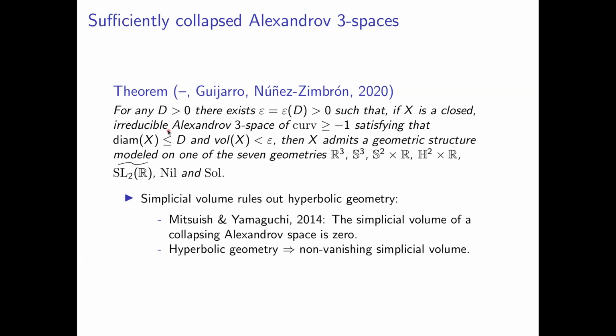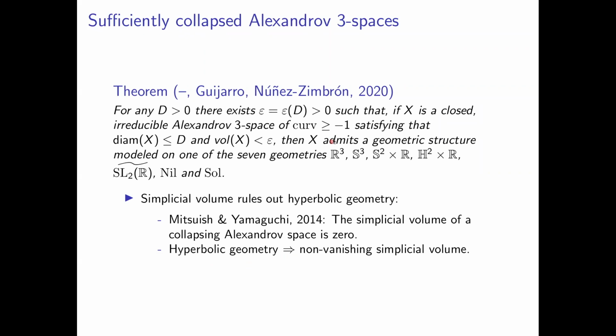Now, what is the obstruction to collapse? It is simplicial volume. So this rules out hyperbolic geometry, because the simplicial volume of a collapsing Alexandrov space is 0. This was proven by Mitsuishi and Yamaguchi. And then one can show that hyperbolic geometry implies non-vanishing simplicial volume. That's the work of Thurston and Gromov. Using this, one rules out hyperbolic geometry in this statement.